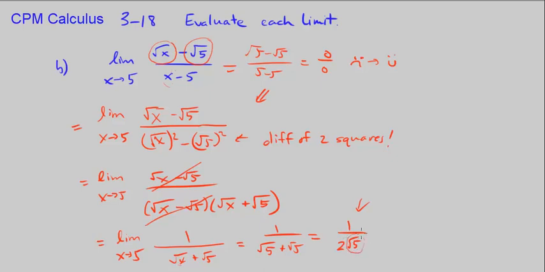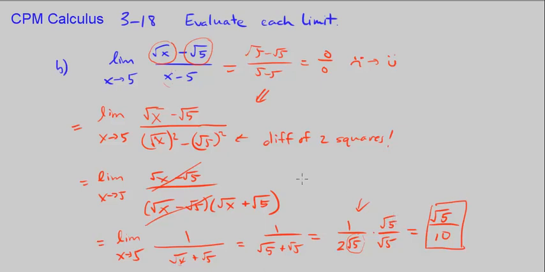We just want to get the square root out of the denominator, so we multiply by square root of 5 over square root of 5, because we don't like square roots in the denominator. We're left with square root of 5 over 2 times 5, which is 10. Okay, so this is the limit for part B.